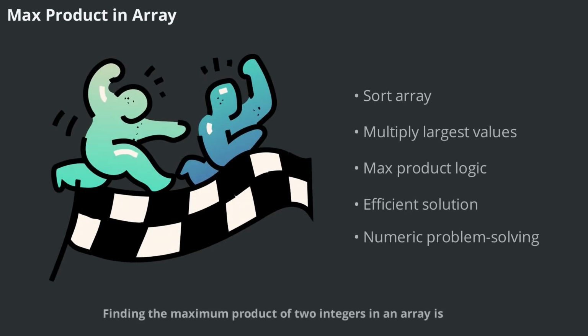Finding the maximum product of two integers in an array is a question that tests your ability to sort and multiply values. By sorting the array and multiplying the two largest values, you can find the maximum product. For example, 1, 3, 5, 7, 9 yields 63. This problem demonstrates your skill in array manipulation and mathematical operations. Interviewers use this question to assess your efficiency and ability to handle edge cases. Practicing this builds your confidence in numeric problem solving.